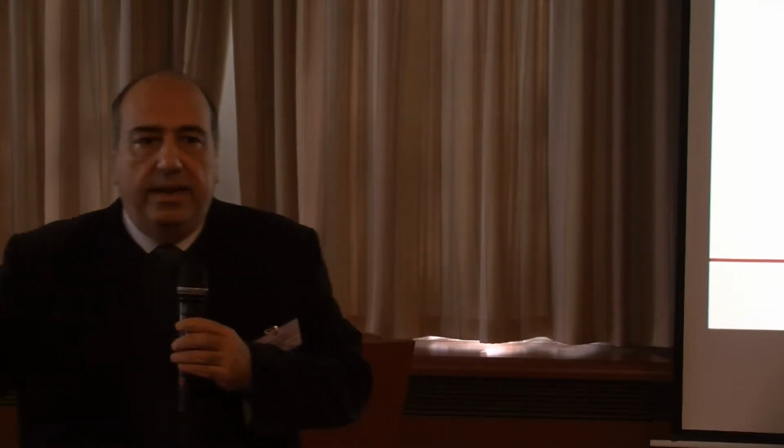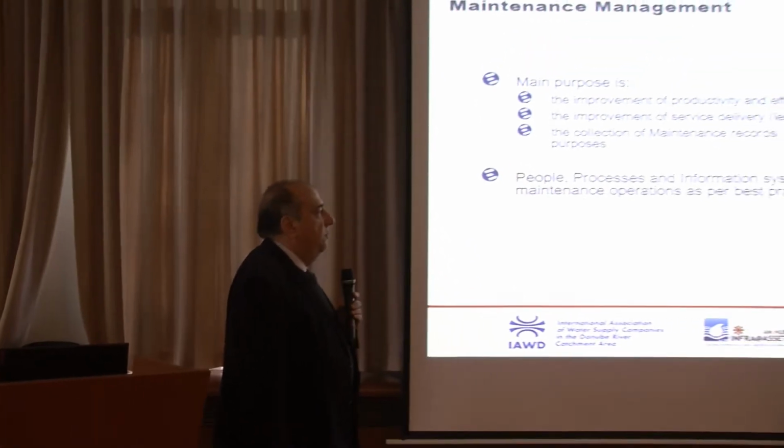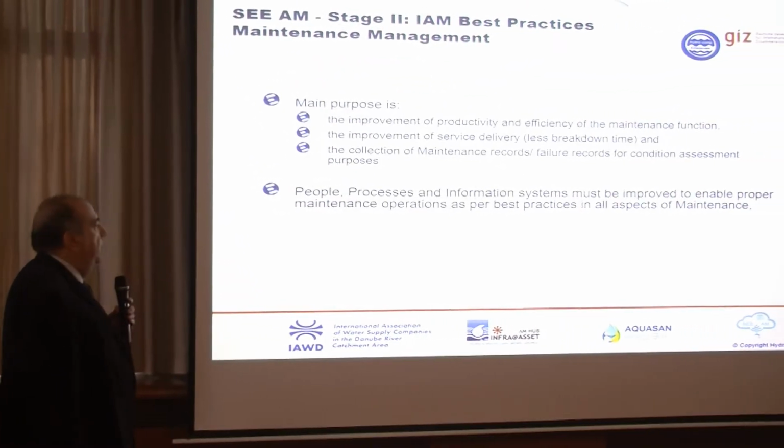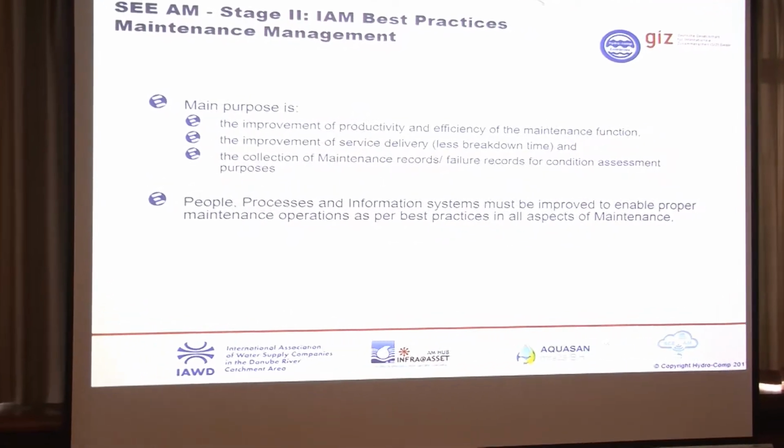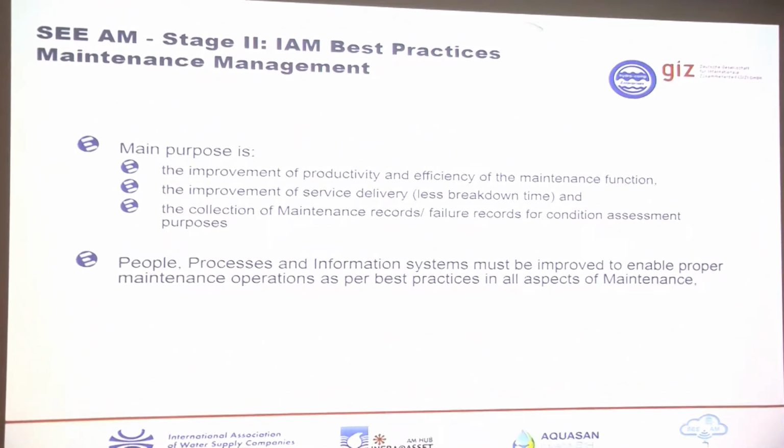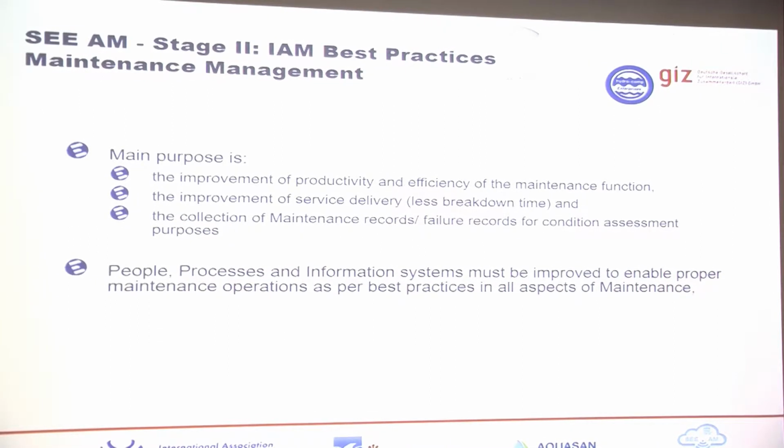We have to, in stage three, look into rehabilitation. If we don't manage to look into rehabilitation, you will never control your costs. But to do that, we have to have reliable maintenance. We have to have properly recorded the maintenance related to our assets. So we can't jump steps. We have to follow the full roadmap. So in the process of next year, we will address people, processes, and information systems, which must be improved to enable proper maintenance operations, according to what we understand and what we have learned and developed from our experience, that is best practices.